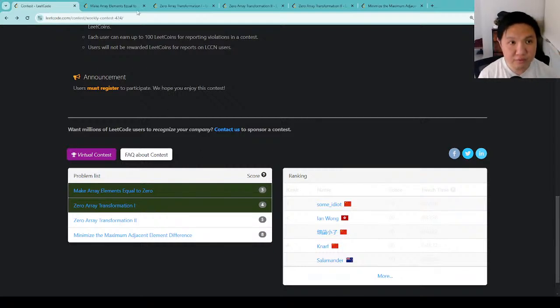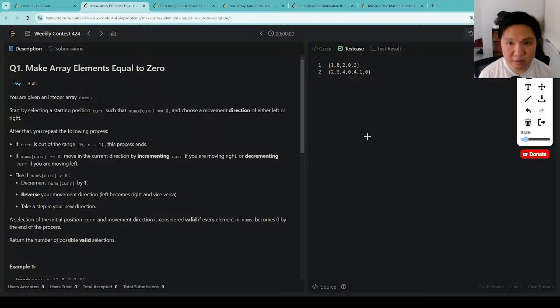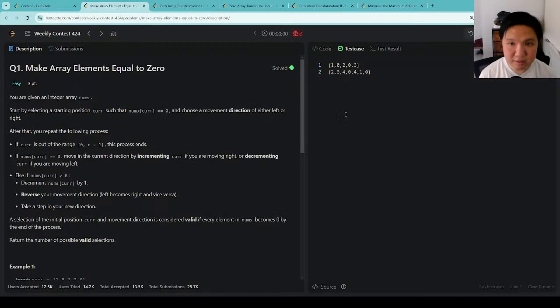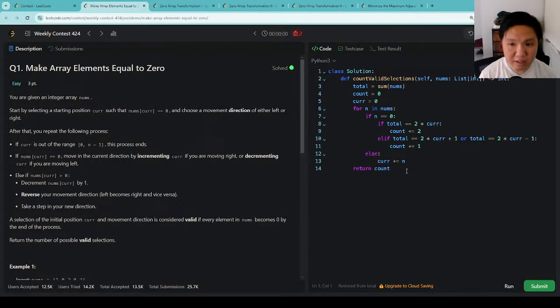Let's start with question 1. So question 1 is make array elements equal to 0. Let me refresh this. I just realized that, oddly enough, all 4 questions are about the same theme of reducing things to 0.